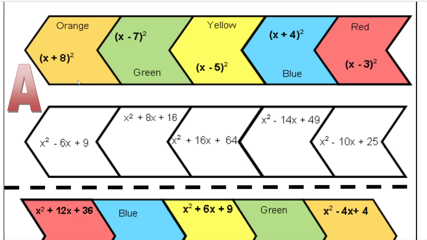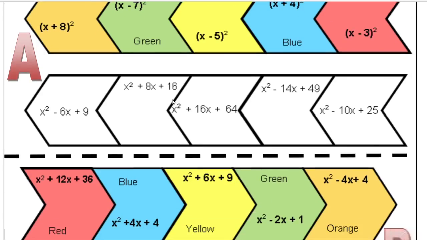So from here, this is your A. You have to match it with B. For example, this one, you have to match it. If you are going to expand this one, look for the answer here. Where is it? So where is the answer there? Okay, next. How about this?